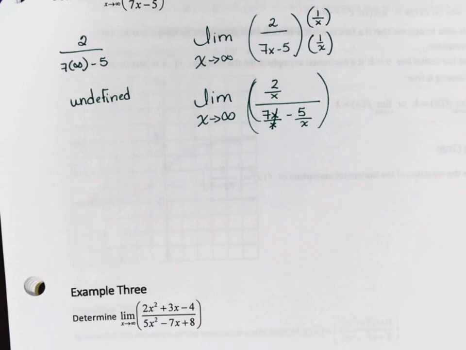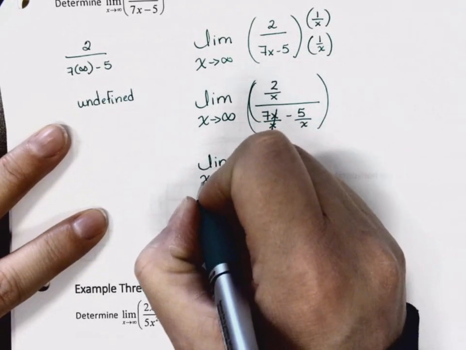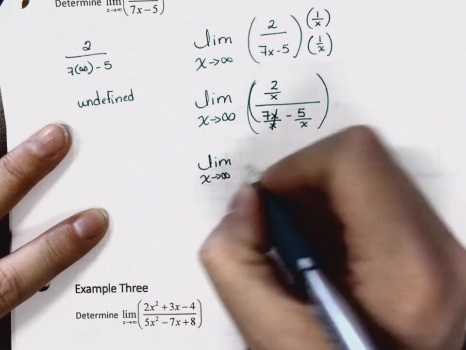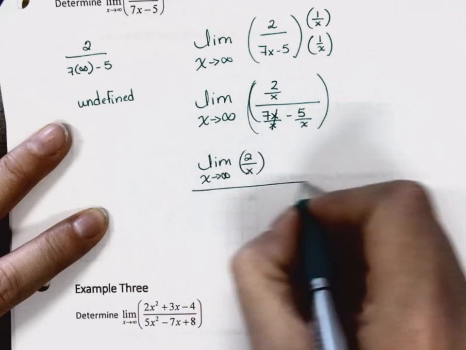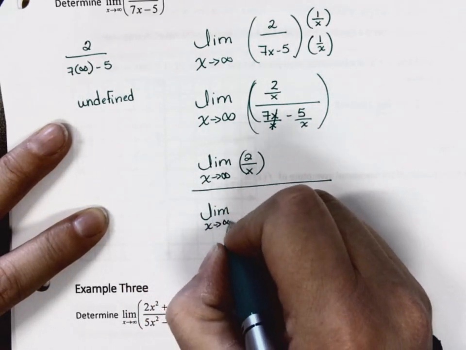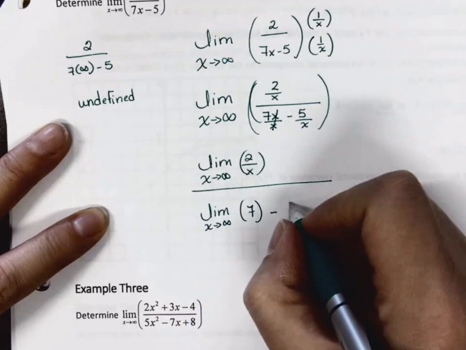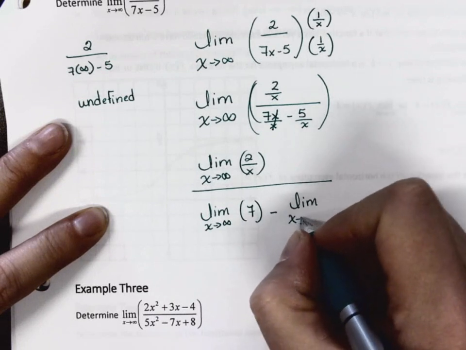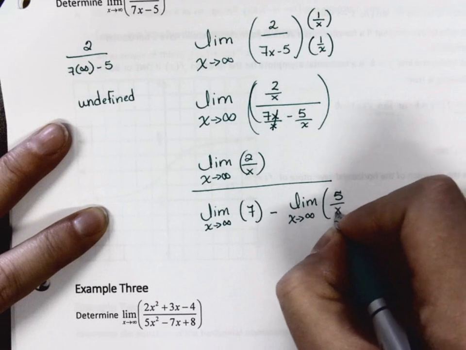But now I can use my limit theorems and break this down. This is where those limit theorems come in, where things don't work. So we can take the limit as x approaches infinity of 2 over x, divided by the limit as x approaches infinity of 7 minus the limit as x approaches infinity of 5 over x.